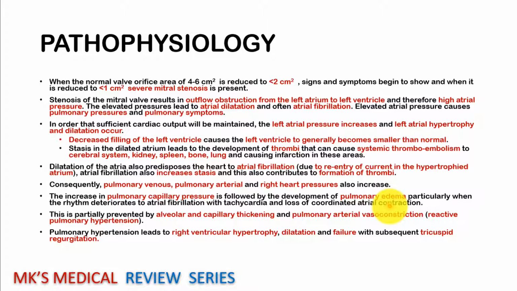So this is going to lead to a reactive type of pulmonary hypertension, and this reactive pulmonary hypertension could lead to right ventricular hypertrophy, right ventricular dilatation, right ventricular failure, and subsequent tricuspid regurgitation. So that's the pathophysiology of the events that are going to be happening in a patient that has mitral stenosis.